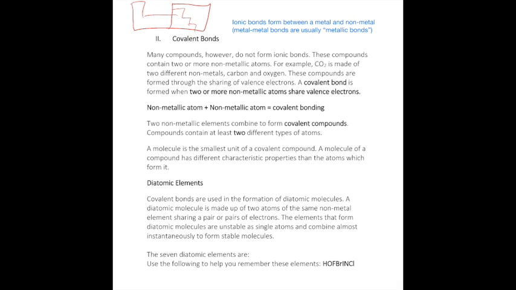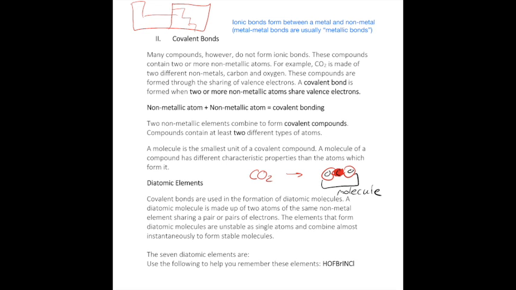A molecule of a compound has different characteristic properties than the atoms which form it. So we were talking about something like carbon dioxide. Carbon dioxide is a little carbon atom, something like this, and then two oxygen atoms on it. And that combination of atoms can exist on its own as what we call a molecule.